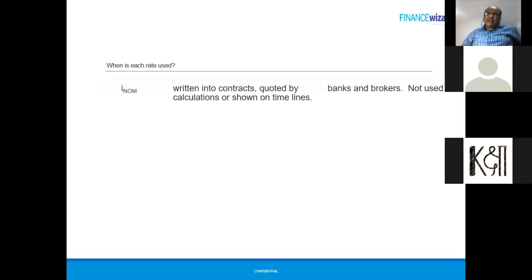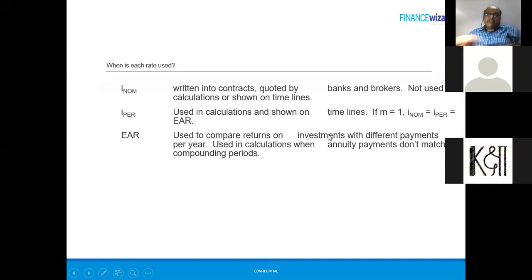Nominal rate is written into contracts, quoted by banks and brokers. It is not used in calculation or shown on timeline. Periodic rate is used in calculation and shown on the timeline. And effective annual rate is used to compare return on investment with different payments per year. It is used in calculation when annuity payments don't match the compounding period. When do annuity payments not match the compounding period? In things like RD. In RD your investment is monthly and compounding is quarterly. So then how do we calculate it? We'll have to calculate effective rate and then... We'll do it later.